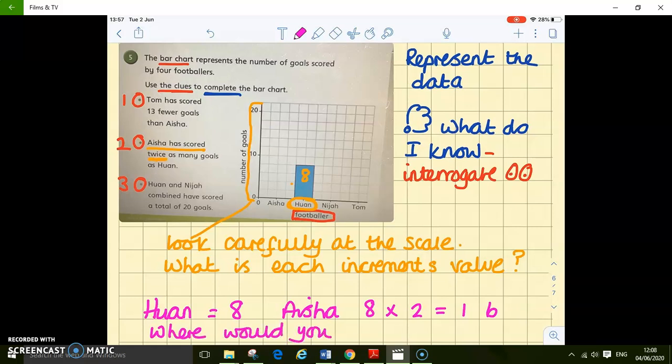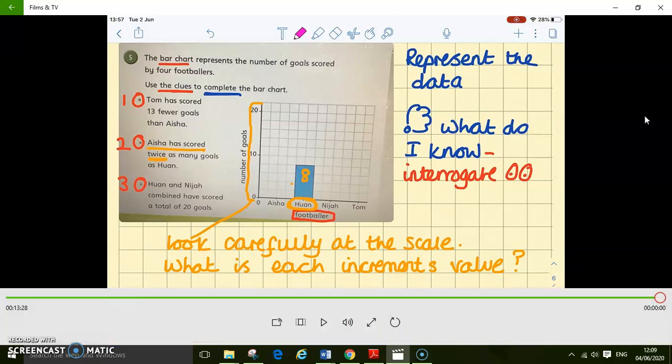And we're really good at drawing bar charts. We've had lots of practice at this in science this year, and I know you would have practiced it in year 3 as well. Okay, so where would you draw your bar?